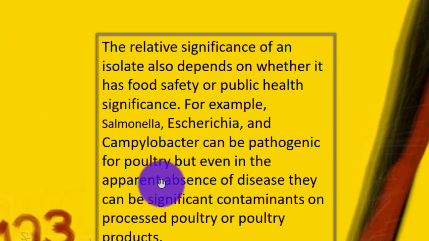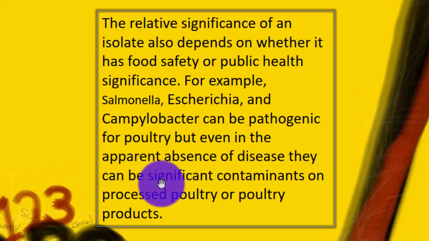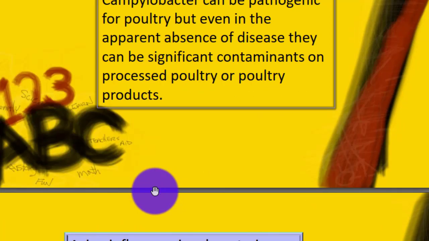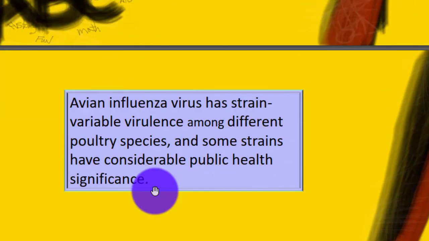The relative significance of an isolate is dependent on whether it has food safety or public health significance. For example, Salmonella, Escherichia, and Campylobacter can be pathogenic for poultry, but even in the apparent absence of disease, they can be significant contaminants on processed poultry or poultry products. Avian influenza virus strains have variable virulence among different poultry species, and some strains have considerable public health significance.